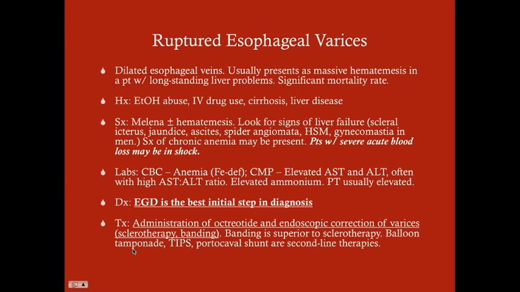The treatment is going to be administration of octreotide. However, the definitive therapy for most patients is going to be banding. If you can't get the banding done, if that does not work, then you can do sclerotherapy. However, banding is superior to sclerotherapy. Some of these other procedures that we're going to talk about, which are balloon tamponade, the TIPS procedure, and portocaval shunting, these are second-line therapy. So they may be a wrong answer choice, but the best initial therapy is banding.